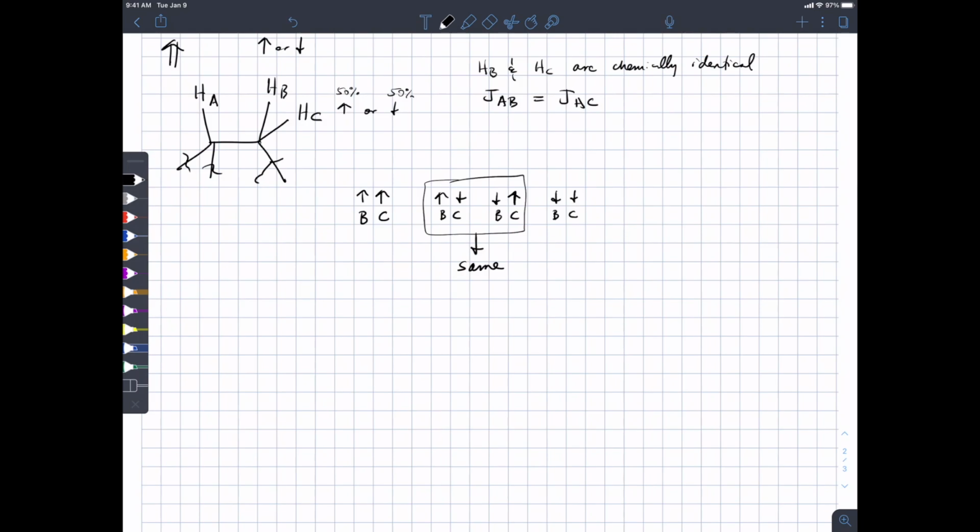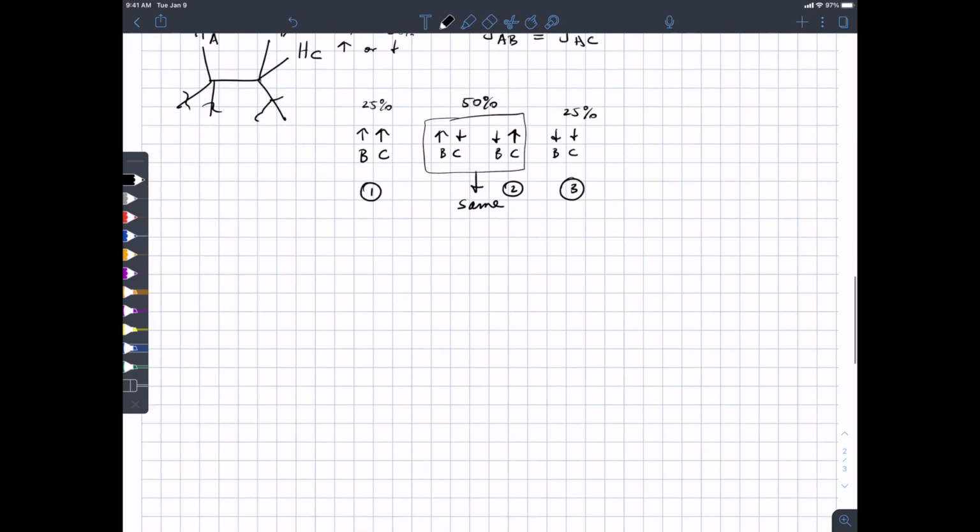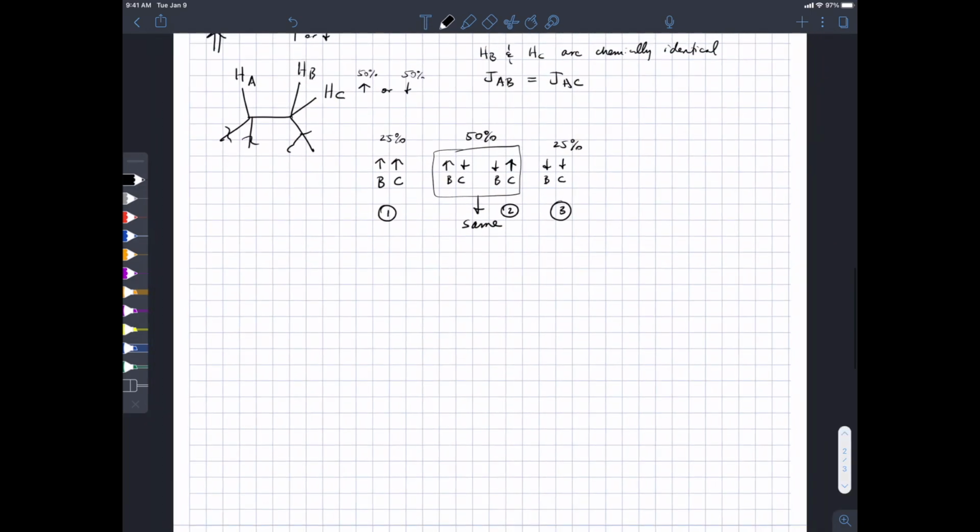So we have three situations, 1, 2, and 3. Each of these individual possibilities, you can come up with the probability by multiplying 50% by 50%. It's 25%. Each of these outcomes is itself 25%, but they are the same, so that's 50% overall. And then having both spins down is another 25%. So those are the probabilities, meaning if we observe all the molecules in solution, we're going to encounter proton A in these three different situations.